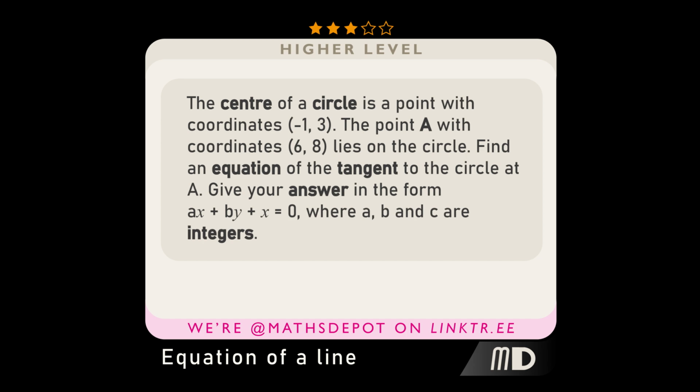The gradient of a straight line is a numerical value that describes both the direction and steepness of that line, and can be calculated using the coordinates of 2 points on the line.